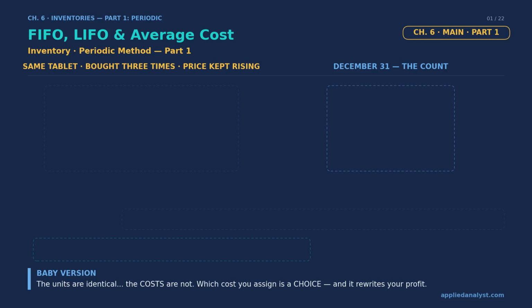Okay, look at this shelf with me. 3 tablets, same model, same box, same barcode. You couldn't tell them apart if your job depended on it. This is inventory, and tonight it starts a fight. FIFO versus average cost, with LIFO crashing the party.